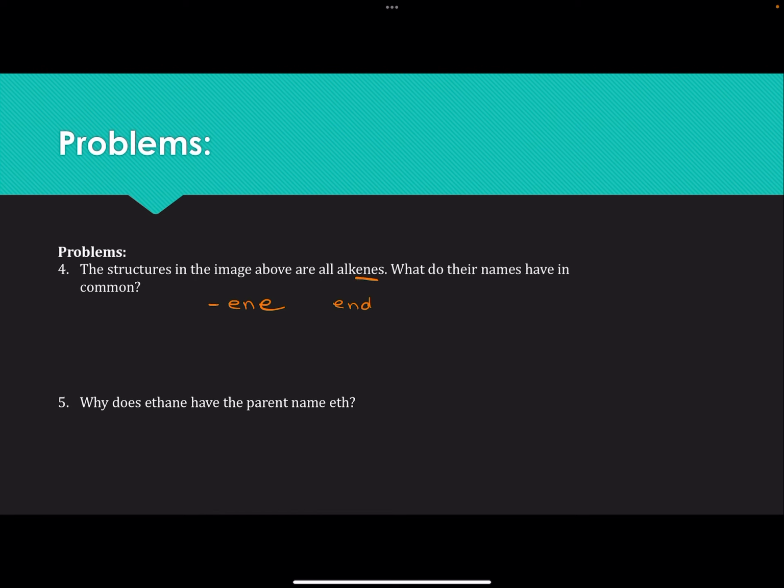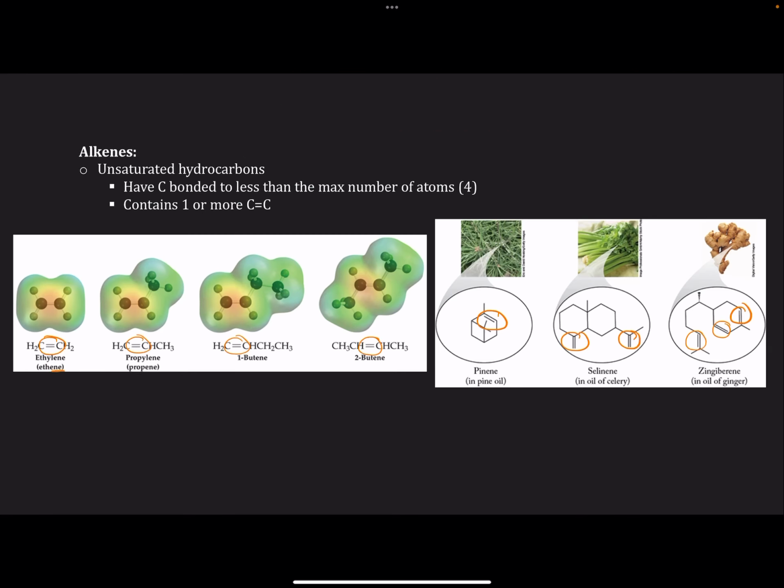If we look at each of their parent names, looking at those simple structures, we can look at ethene. The ene meant it had a double bond. The eth meant 2 carbons. So we still see the same parent names being used. We're just changing the ending to indicate an alkene. And if we look at 1-butene versus 2-butene, that indicates where the double bond is located.